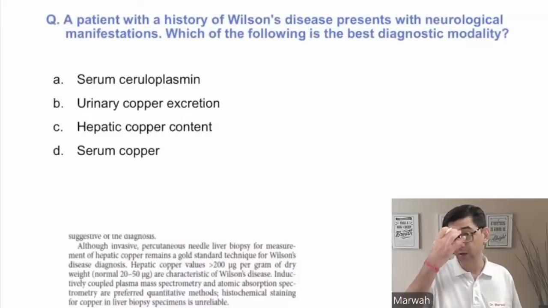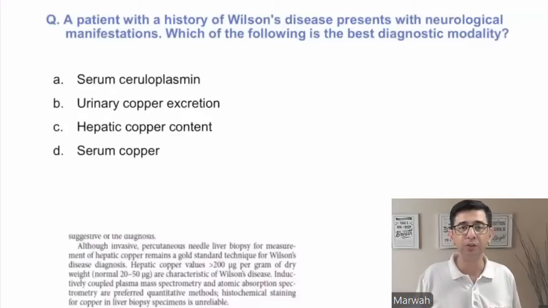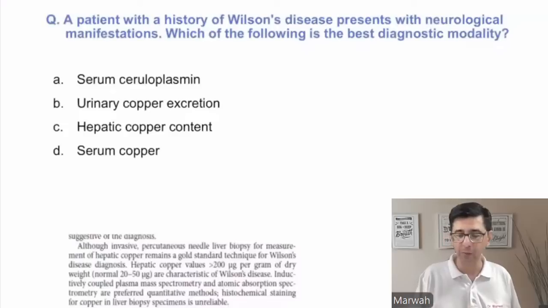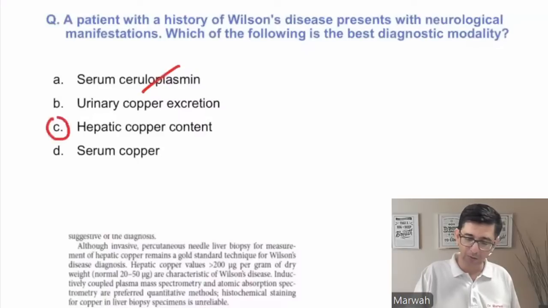Moving to the next one, Wilson disease, neurological manifestations. Piece of cake in this case. We do not diagnose with serum ceruloplasmin, because ceruloplasmin can be low even in patients of cirrhosis, even in nephrotic syndrome, in primary biliary cirrhosis. So this is not ceruloplasmin. It would be hepatic copper content, the best diagnostic modality for this.